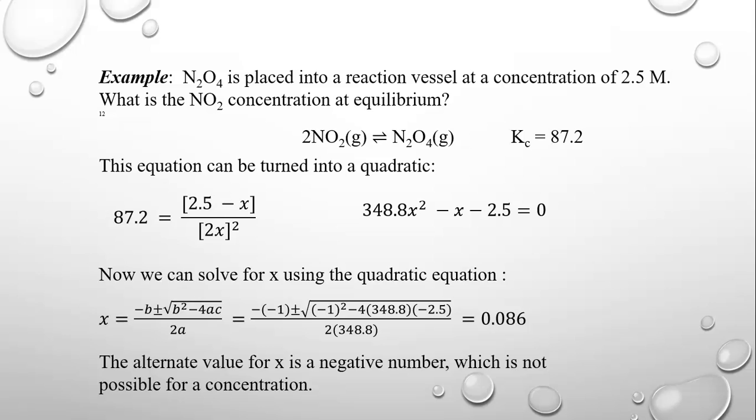0.086. So the alternate value for x, by the way, in that quadratic equation is a negative number. And in the real world, in the physical world, you can't have a negative concentration. So what do you do with that number? You just throw it out. It's not included. So you really only have one value for the concentration, and that's the positive value.